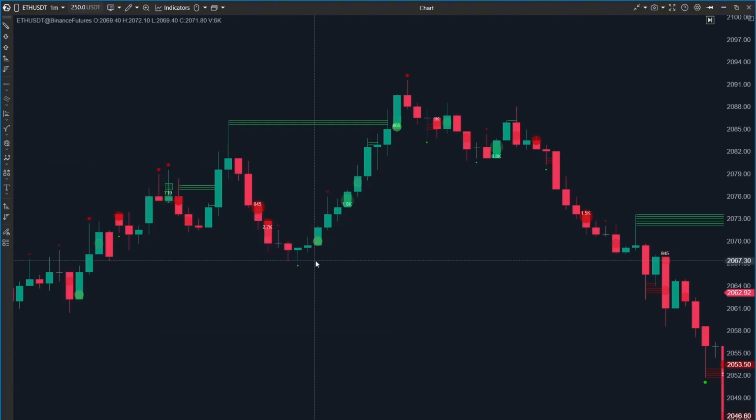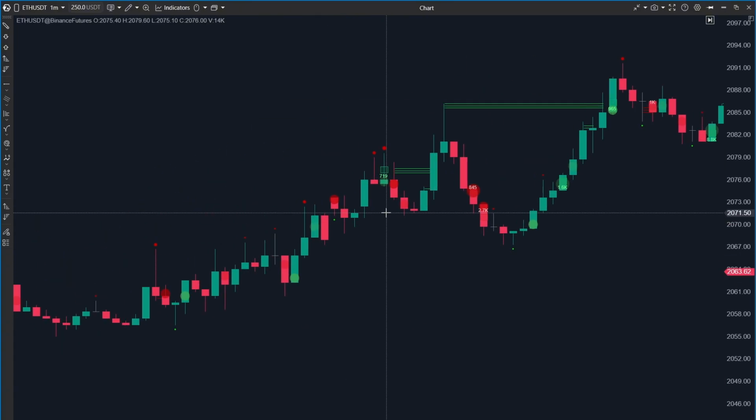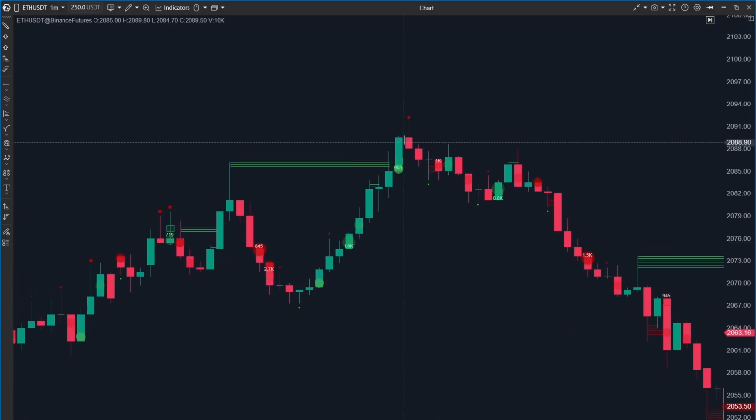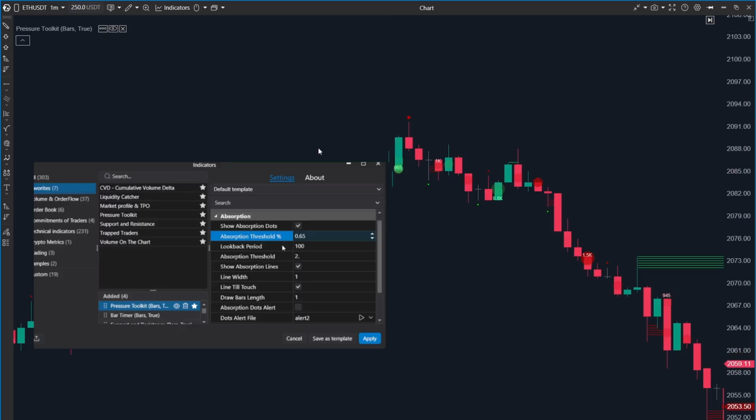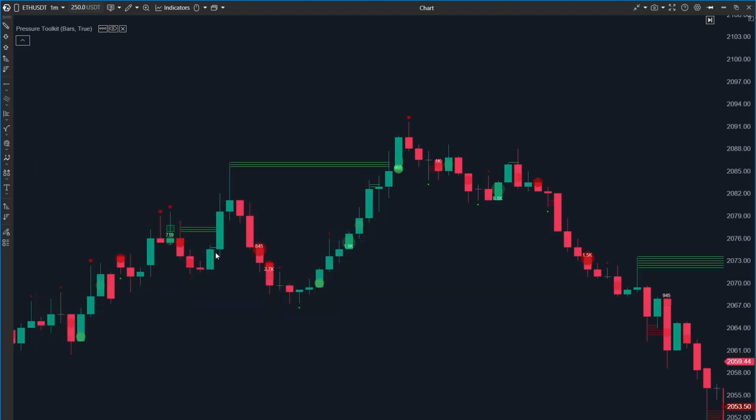Now let's move on to the second absorption signal. The second absorption signal is the larger absorption dots. In order for these to plot on your chart, the small absorption dot should also be present here. But that doesn't mean that the calculation method is similar. The calculation method for these larger absorption dots is actually different, and it uses a look back period, which is here, of 100 bars by default.